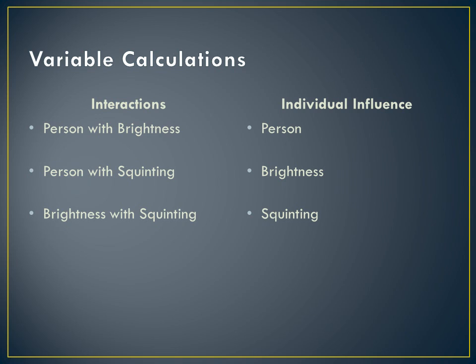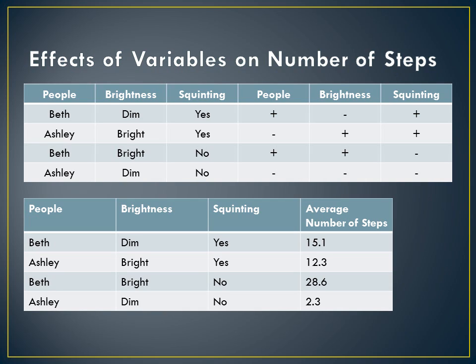These are our variables that we had to calculate: the person with the brightness, the person with the squinting, and the brightness with the squinting. And the individual influences were the person, the brightness of the screen, and whether they were squinting or not. This is the effects of the variables on number of steps away, or the distance.